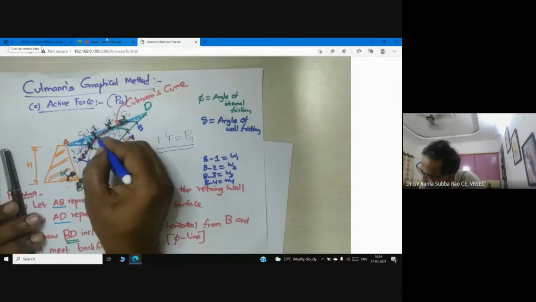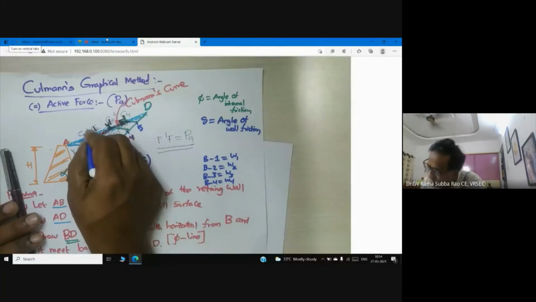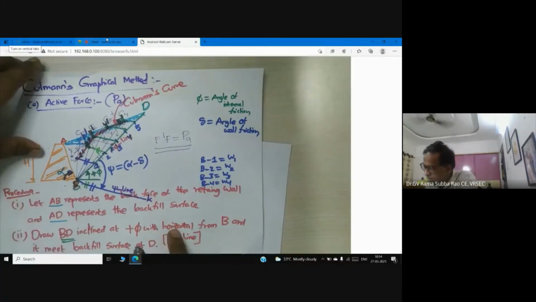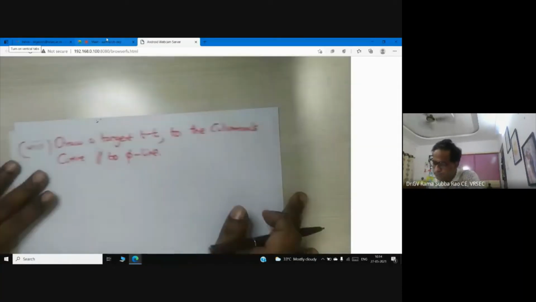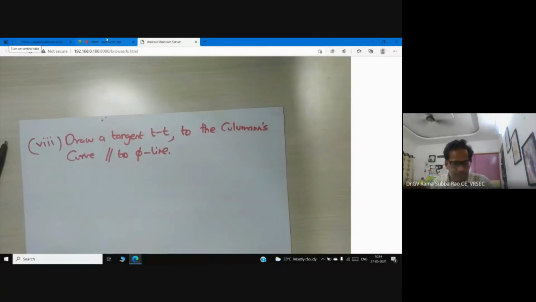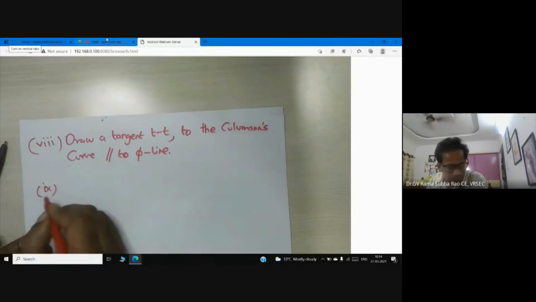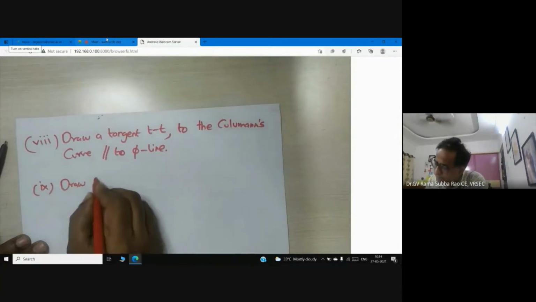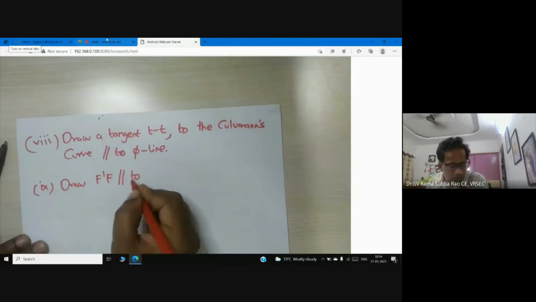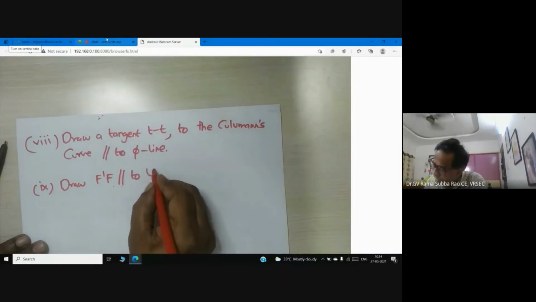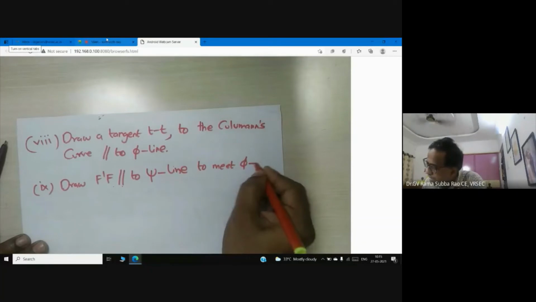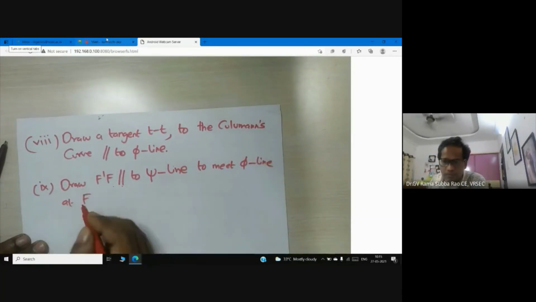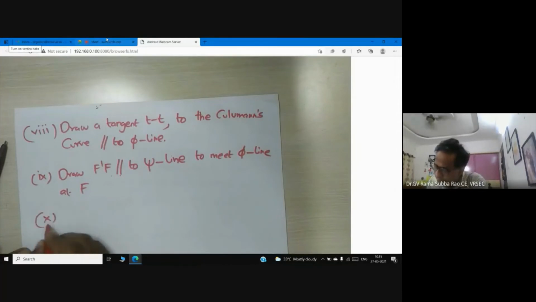This f dash, you know that is the point of tangency, f dash. Now I will write because we have to write. Now you can see now. Now draw f dash f parallel to this, this is the symbol I am using, parallel to psi line to meet phi line at f. Okay, now the last point, join.